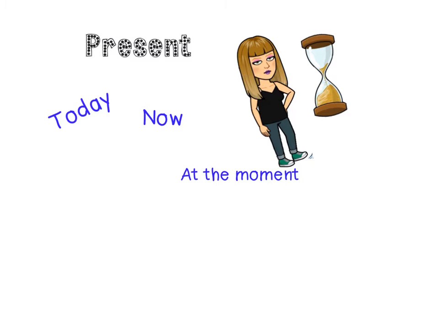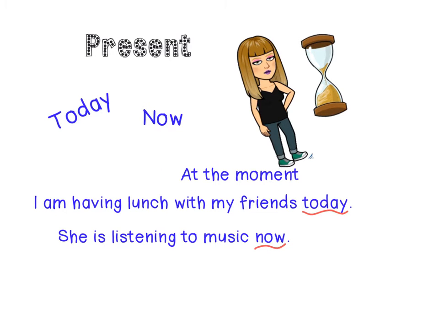Okay? When we talk about the present, we can use today, now, or at the moment. I am having lunch with my friends today. She is listening to music now. Don't forget to pay attention to the verb: I'm having or is listening indicate that this is a present event.